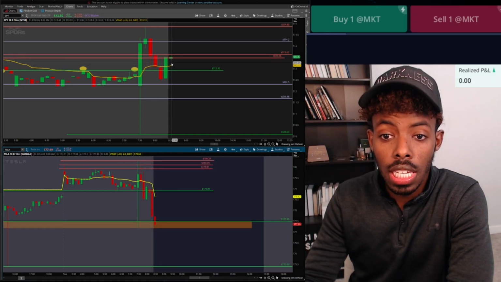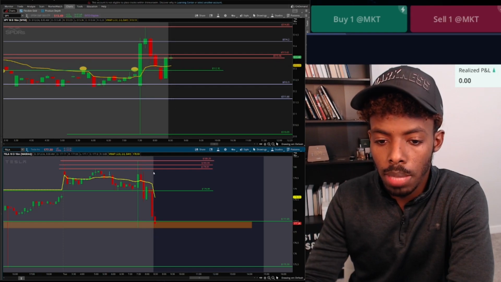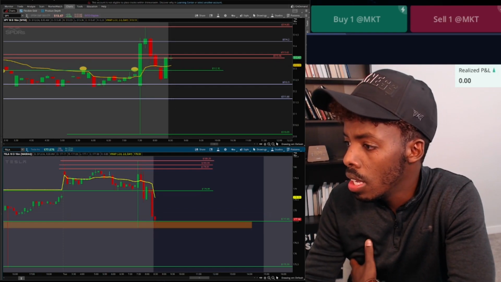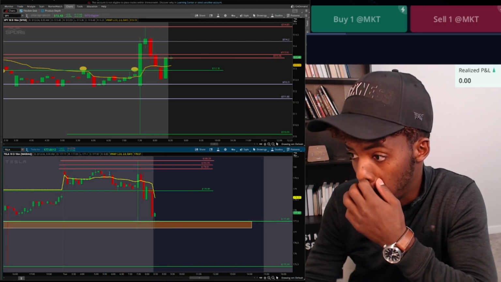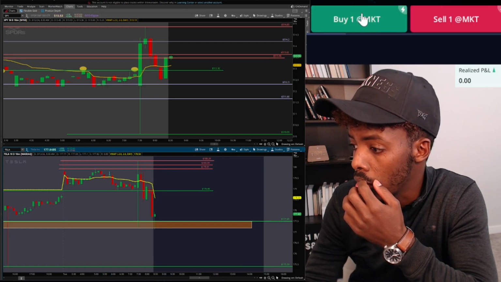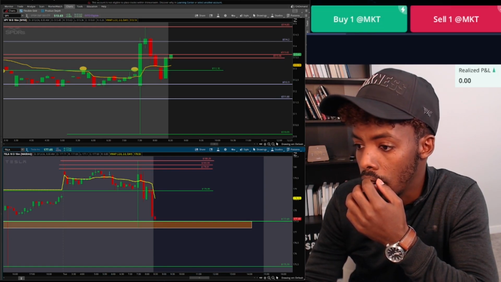SPY right now is kicking nicely above the VWAP. If I start to see a wick here, I'll be buying Tesla at this level. Here we go. We're starting to see a wick here. Let me go ahead and start to buy a call here. Boom. I got in on a call for Tesla.